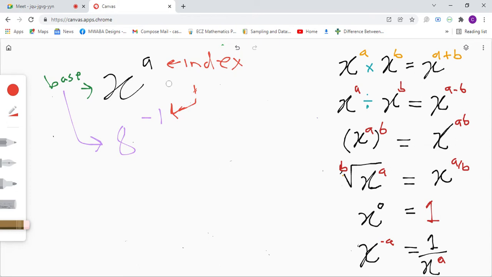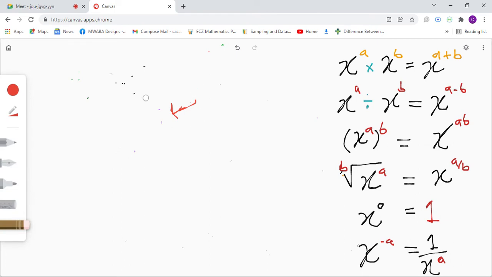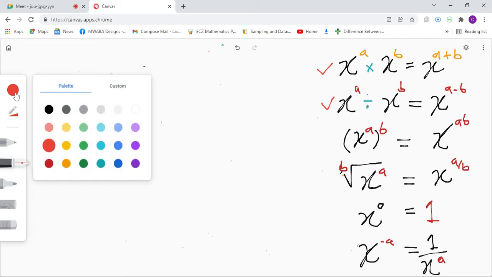So that's an important concept to always remember. Now we're going to look at the rules of indices, and I'm going to do them 2 by 2. We're going to start with the first two, which we have here: multiplying the same bases and dividing the same bases. What happens when you're multiplying the same bases? You add the indices. When you're dividing the same bases, you subtract the indices.